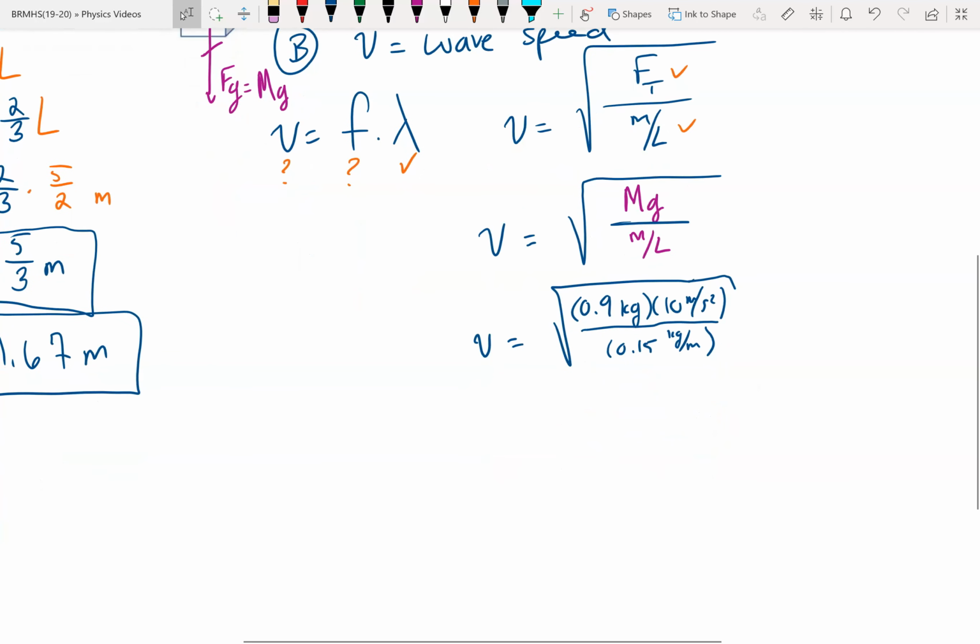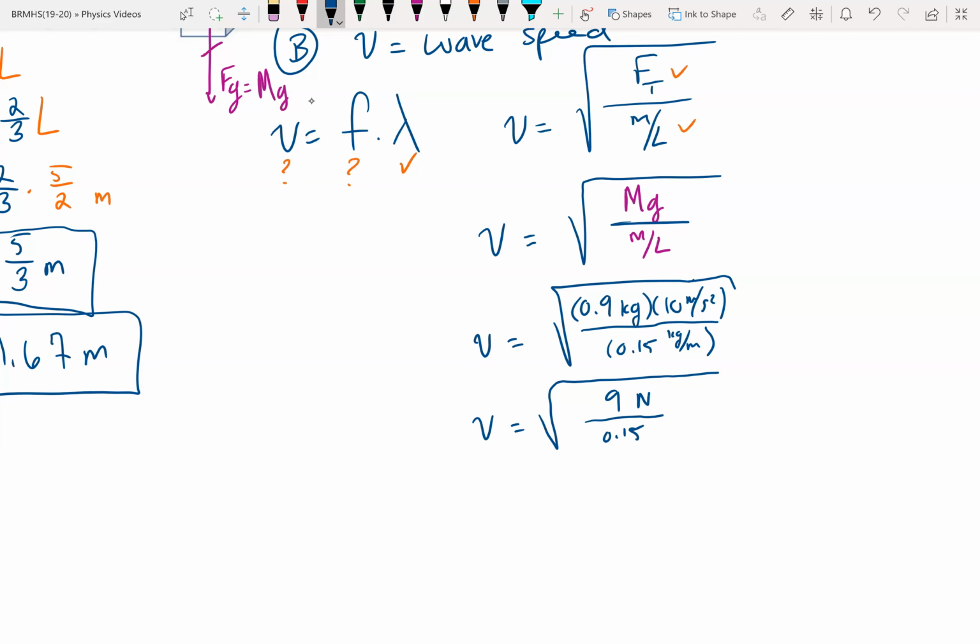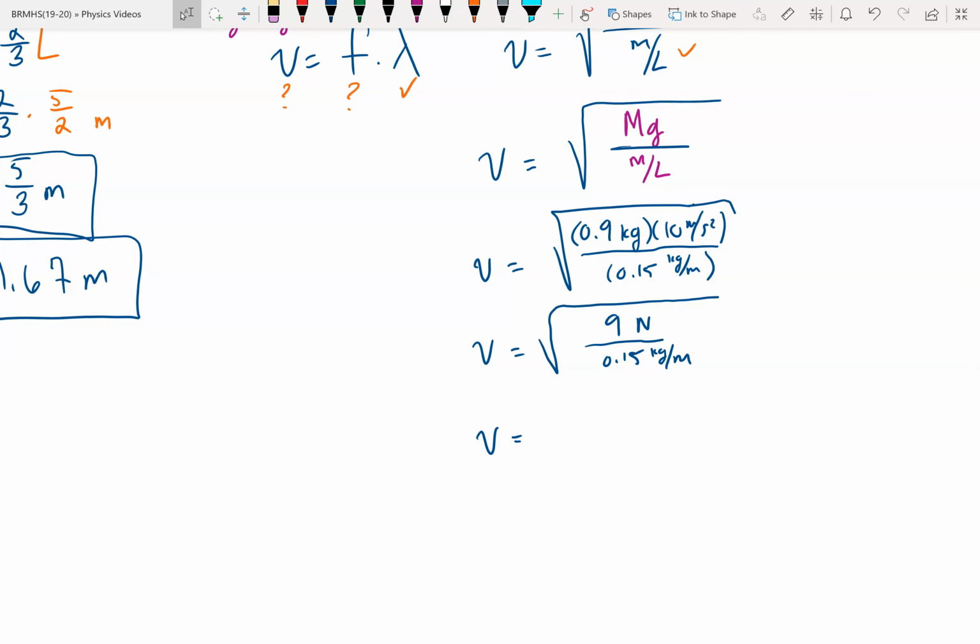Okay, I'm going to solve this as a fraction. So 0.9 times 10 is 9, obviously. This is kilogram meters per second squared, or newtons, because it's force, divided by 0.15 kilograms per meter. I'll just find out what that decimal is right now. We can also use our fraction abilities to get a value. If I solve that, be careful if you're going straight to your calculator. Make sure it does the order of operations properly. There's the wave speed if I just solve that with my calculator.